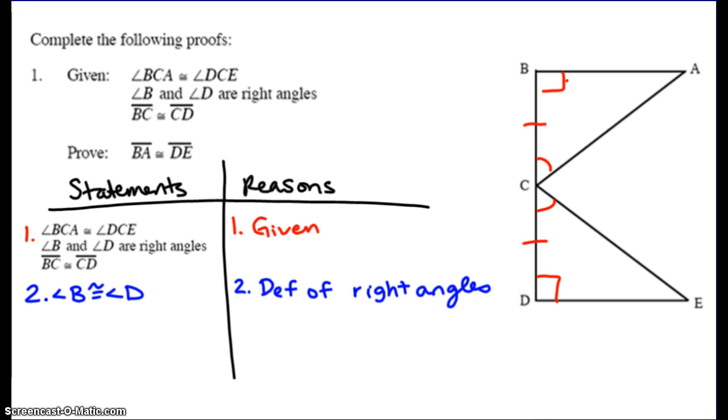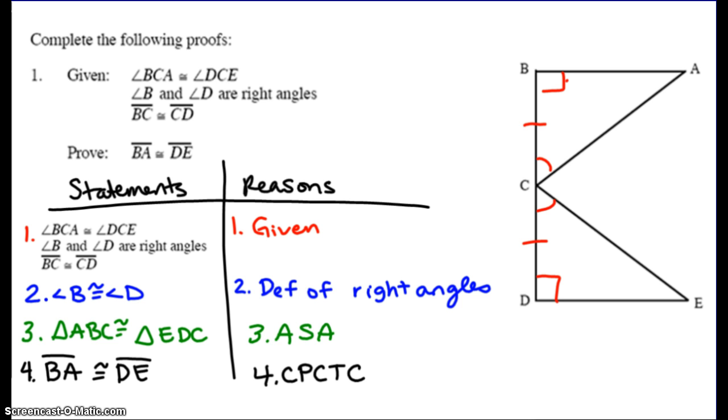So we can prove that these two triangles are congruent by angle, side, angle. Now, some people will try to say HL, but you don't know that line AC and line CE are the same. So we don't know if the hypotenuses are the same. So therefore, since the two triangles are congruent, we can say that BA is congruent to DE by corresponding parts of congruent triangles are congruent, or CPCTC. Alright, so that polishes off that proof.